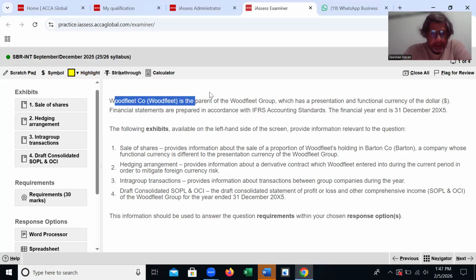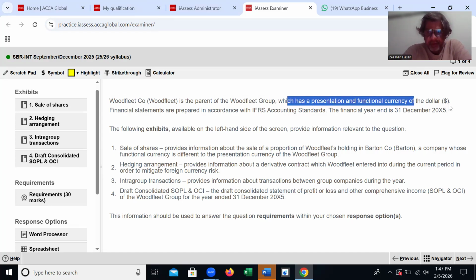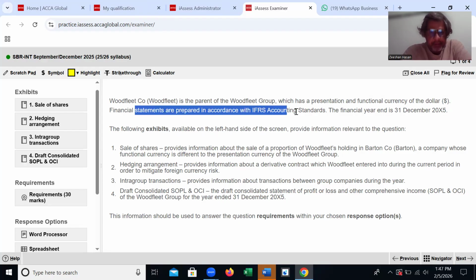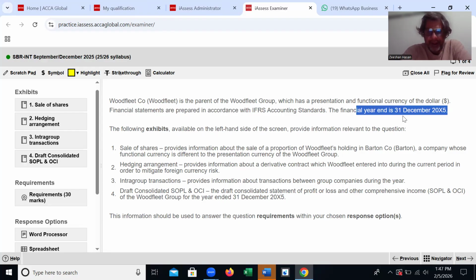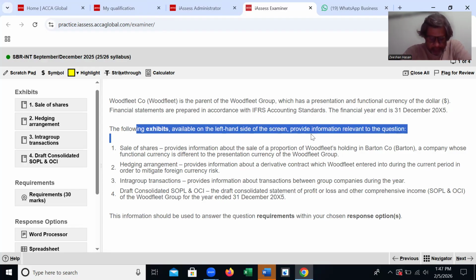Woodfleet is the parent of the Woodfleet Group, which has a presentation and functional currency of the dollar. Financial statements are prepared in accordance with IFRS accounting standards. The financial year end is 31st December X5. The following exhibits available on the left hand side of the screen provide information relevant to the question.